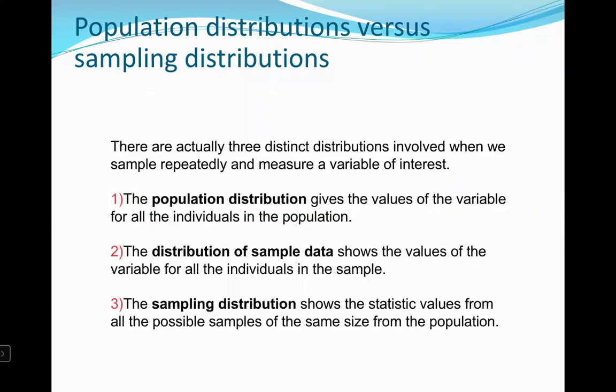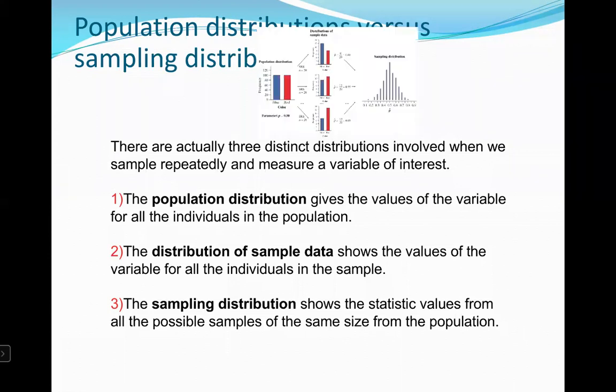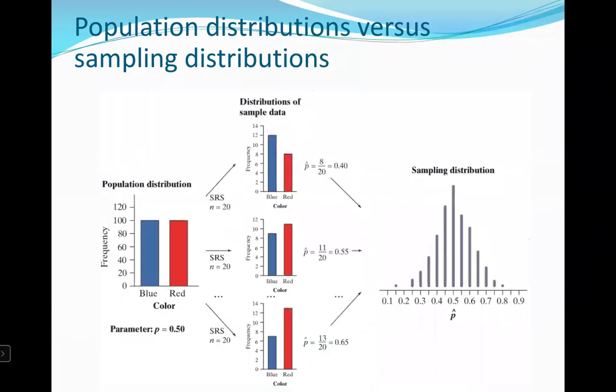So the sampling distribution shows the statistic values from all the possible samples of the same size from the population. That's what looks normal. I was looking back to see if red and blue was about something, the color of a car maybe.